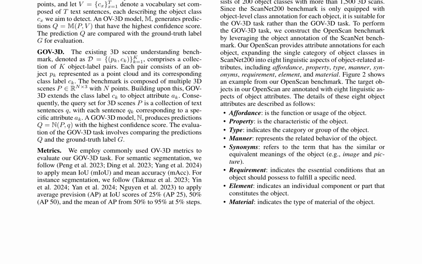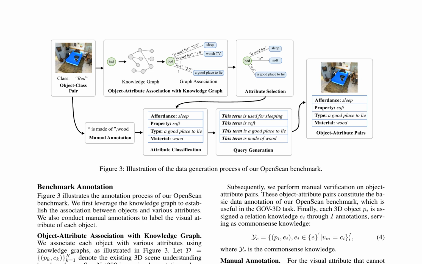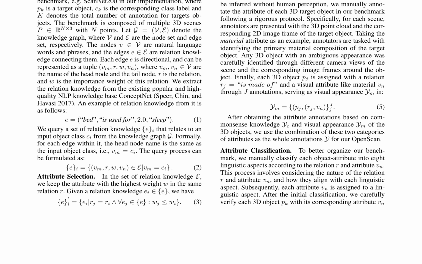Subsequently, manual annotations are conducted to label the visual attributes of each 3D target object, including material composition. Annotators identify the primary material of the target object by examining different camera views of the scene and corresponding image frames. The attributes are then classified into the 8 linguistic aspects mentioned earlier. Each attribute is carefully verified with its corresponding object to ensure accuracy. The final dataset, OpenScan, combines these 2 categories of attributes, providing a comprehensive understanding of 3D scenes in machine learning models.